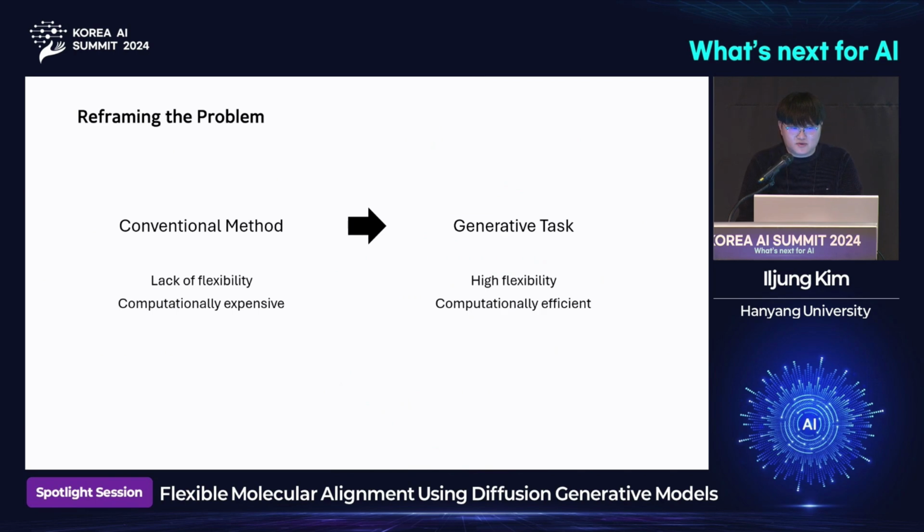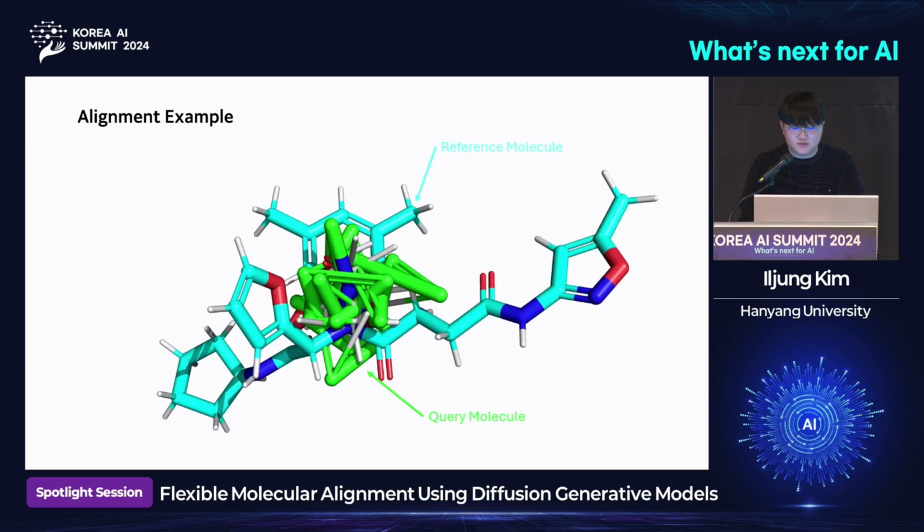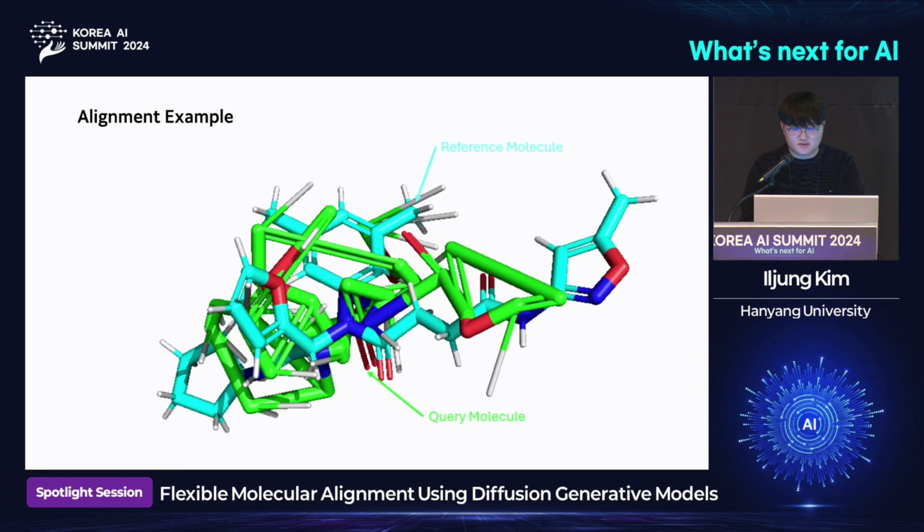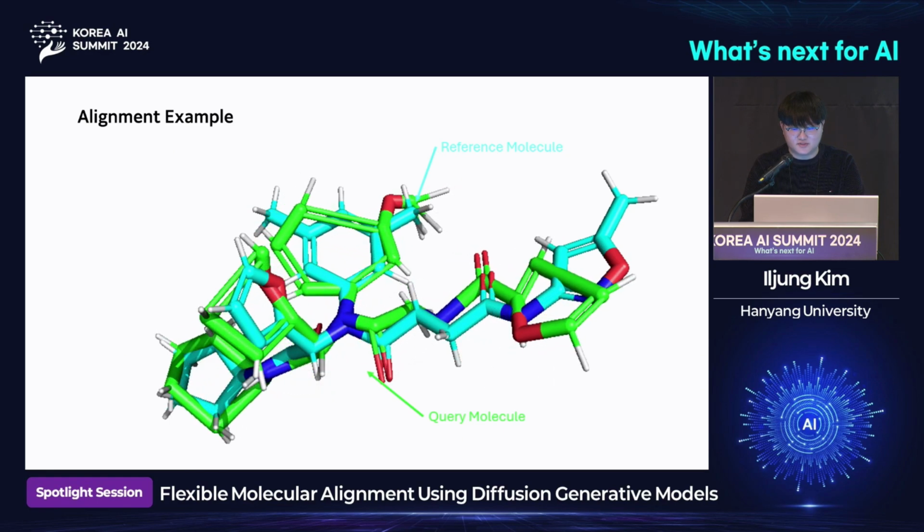So to solve this problem, we reframe the problem as a generative task. The conventional method lacks flexibility and is computationally expensive. So we reframe the problem as a generative task, and we can achieve high flexibility and computational efficiency. To solve the generative task, we use a diffusion model. So the starting coordinates of the coding molecules are sampled from a normal distribution as green here, and it's generated like demonstrated here.